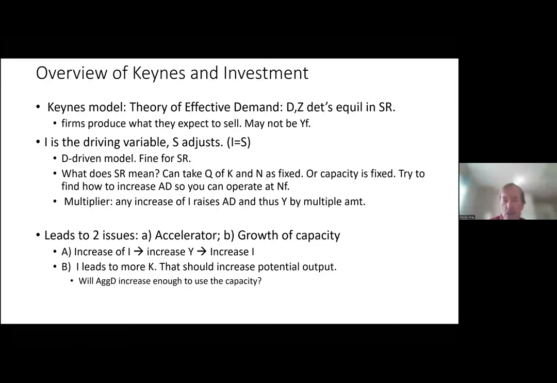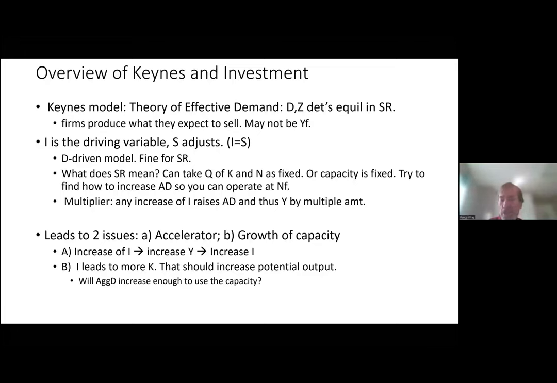And this is fine for the short run, which was Keynes's main concern in the General Theory. So we look at the demand-generating effect of investment, perfectly fine for the short run. But what does the short run mean? It means you can take the quantity of capital and the quantity of labor as fixed, and then you determine the point of equilibrium. So capacity is fixed, and if you're not at full employment, then you might want to stimulate investment in order to increase aggregate demand and increase employment. So you try to figure out ways to increase aggregate demand so you can move toward full employment, because the general assumption is that the market doesn't get you to full employment.